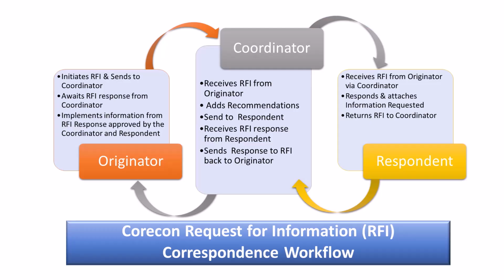As a review, the originator, in this case the subcontractor, initiated the RFI and sent that to the coordinator. The coordinator reviewed. In this case it was a general contractor and a CoreCon subscriber. The coordinator reviewed, added some comments, and then sent the RFI on to the respondent. The respondent, in this case the project owner, responds and included an attachment and sends that back to the coordinator.